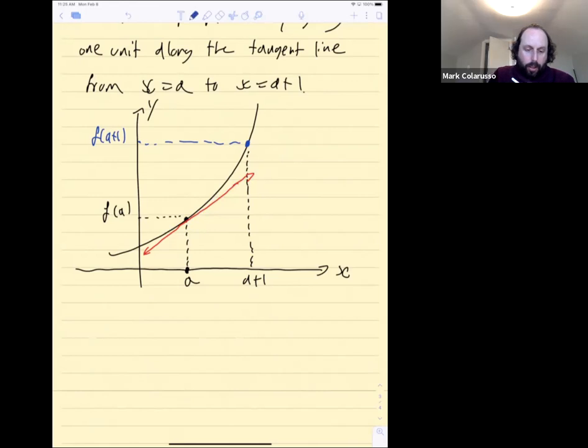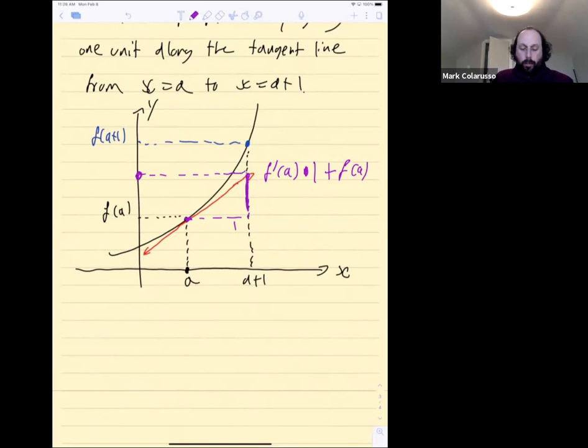I'm going to use a different color. We want to know f of a plus 1, but for whatever reason we don't know how to get it exactly from the function. We can get it from the tangent line, because the tangent line is easy to work with. The slope of the tangent line is f prime of a. We just move along 1 unit. So this distance here would be f prime of a, the slope times 1, plus the point you started with, which is f of a. So that's the height of this point here.